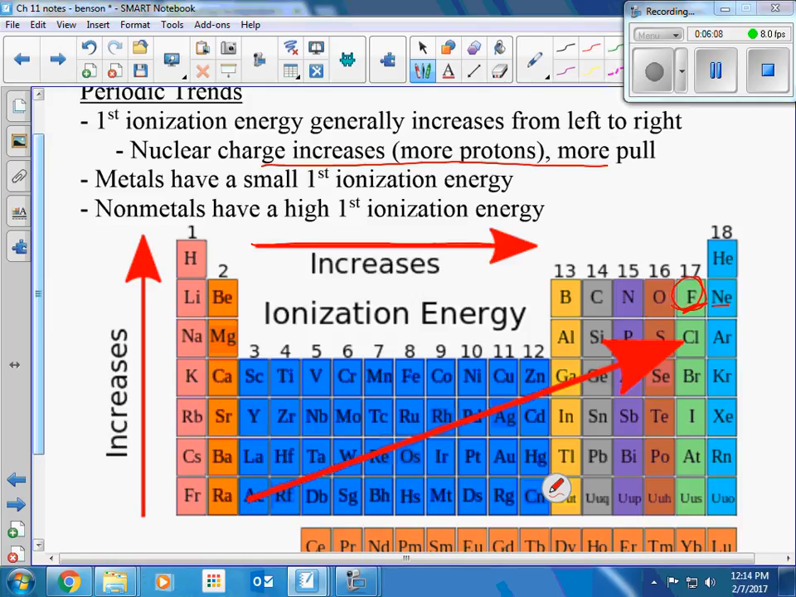Metals, things to remember right here, metals have a small first ionization energy. So the elements on the left-hand side, they want to lose their electrons. Non-metals have a high one. And that's what this is showing you. So the further you go to the right, the harder it is to remove your electrons. And those are general trends that we're going to continue to work on in class.